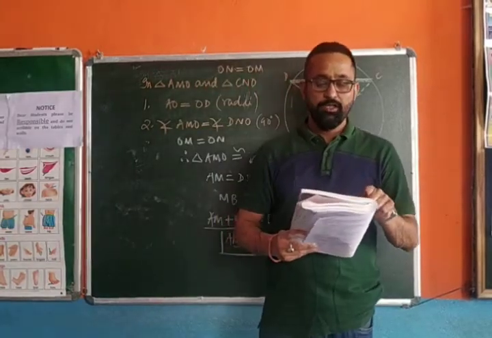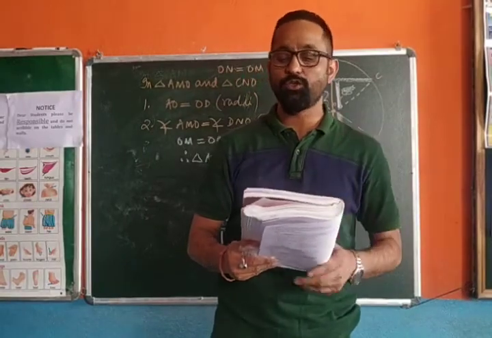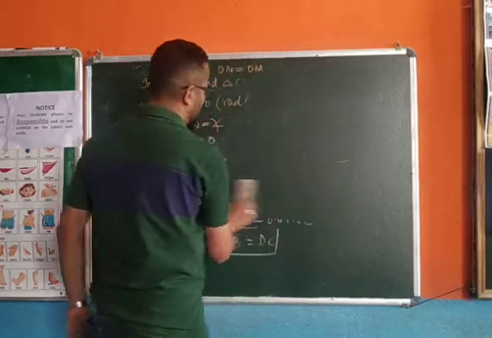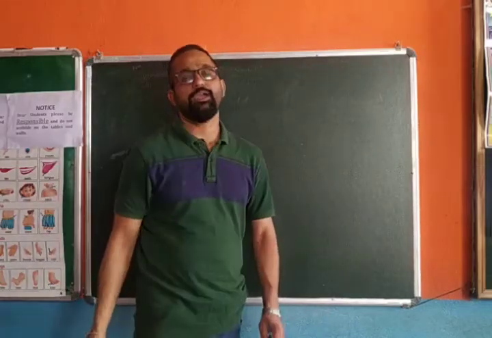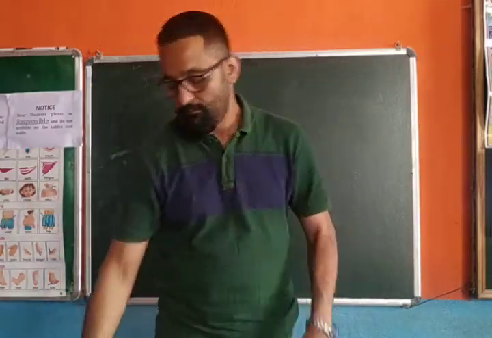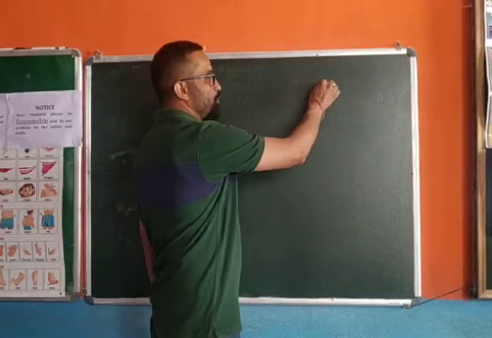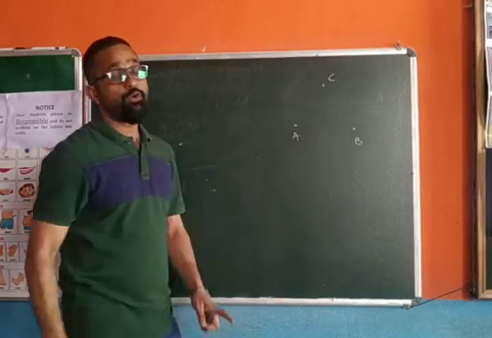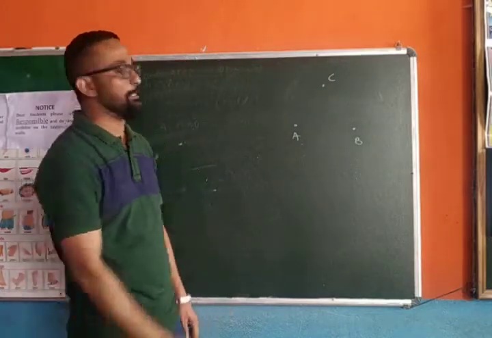The last theorem: there is one and only one circle passing through three non-collinear points. So this theorem tells you that only one circle can be drawn through three non-collinear points. Suppose you have A, B, C, non-collinear points. Only one circle can be drawn and the circle will pass through ABC.